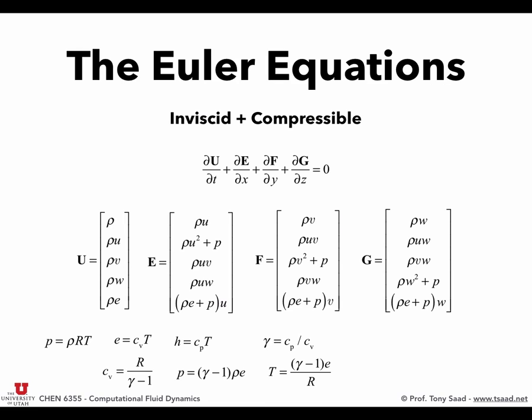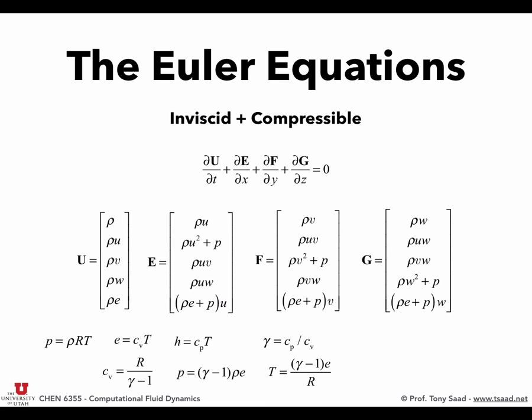Okay? So those are the Euler equations. I presented them early in class. It's written in this form, in a flux form. Euler is inviscid and compressible, and we define the u vector as rho, rho u, rho v, rho w, and rho internal energy, and then the E flux, F flux, and G flux in all three directions.